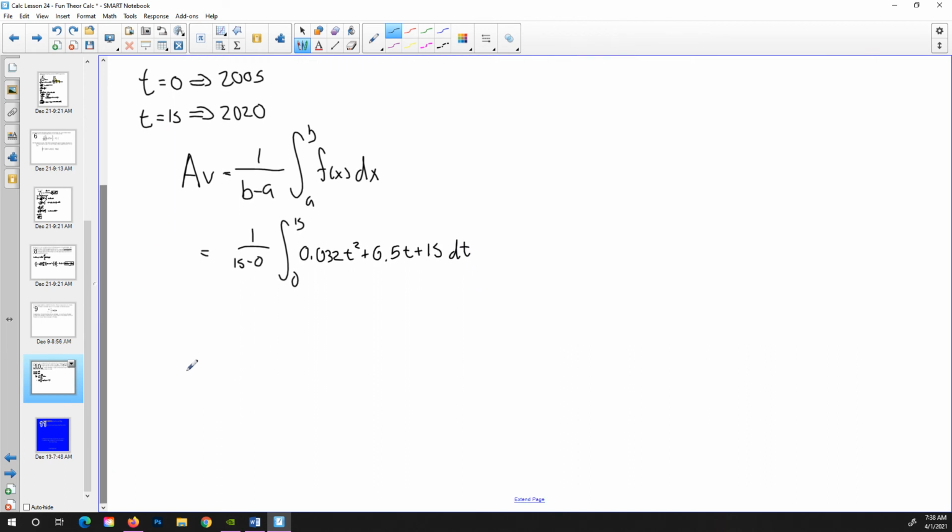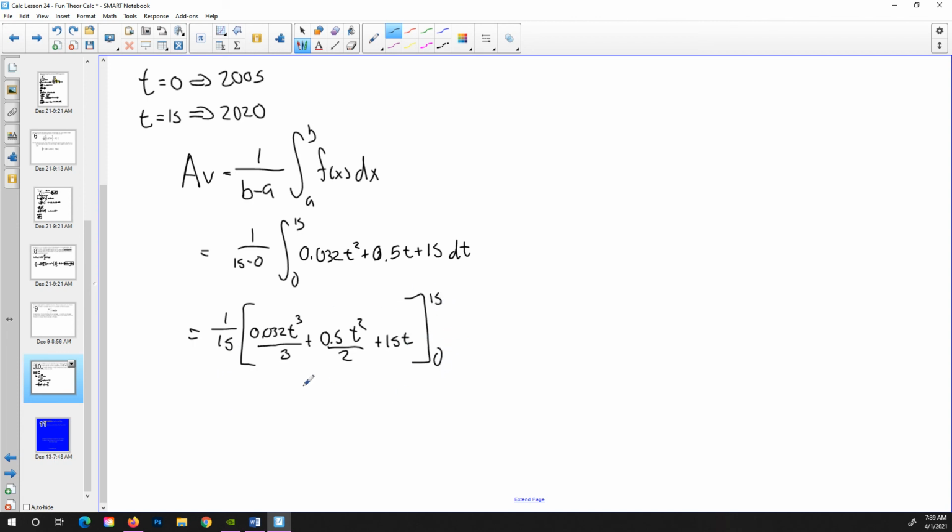Now, I'm going to do this integral fairly quickly, and we're just going to use the simple power rule on all of these. And so 15 minus 0 is just going to be 15. And so we'll have 0.032 times t to the third all over 3 plus 0.5 times t squared all over 2 plus 15t, and that is going to be evaluated from 0 to 15.